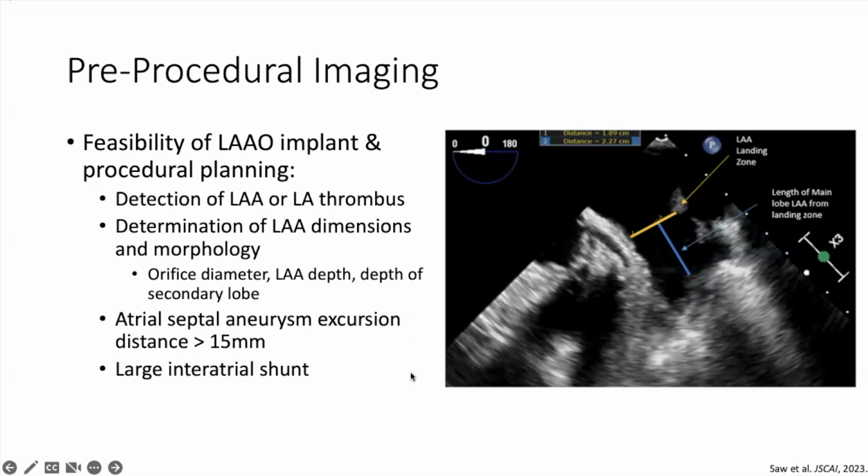And each of the devices themselves have their own type of anatomical indications and contraindications. So some patients might be eligible for a Watchman device, but might not be eligible for an Amulet device, and vice versa, dependent on their anatomy. Other potential contraindications include an atrial septal aneurysm, given that it is a transseptal procedure, and that might increase the risk of doing the procedure and increase its complexity. And then if there's a large interatrial shunt.